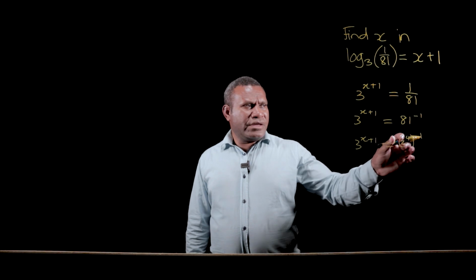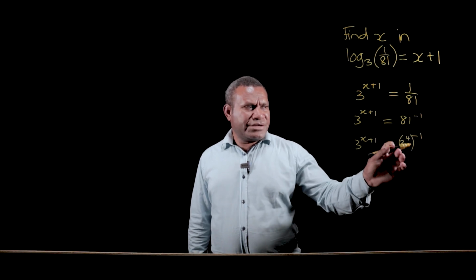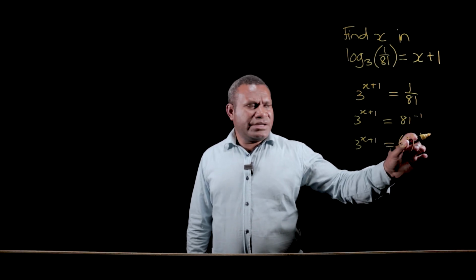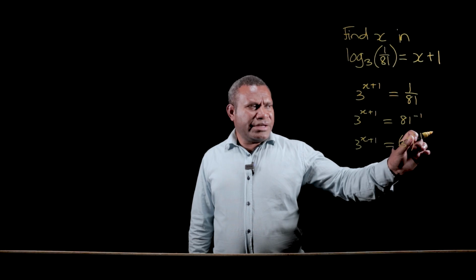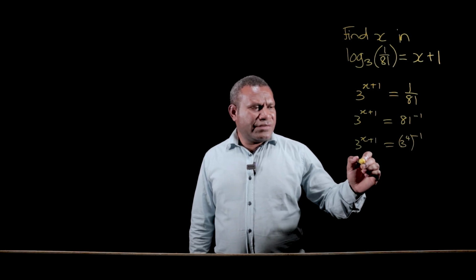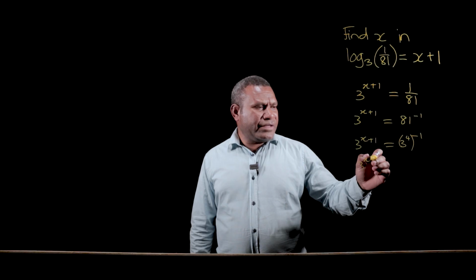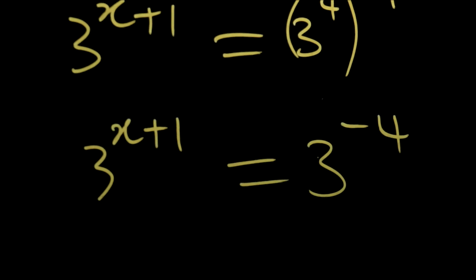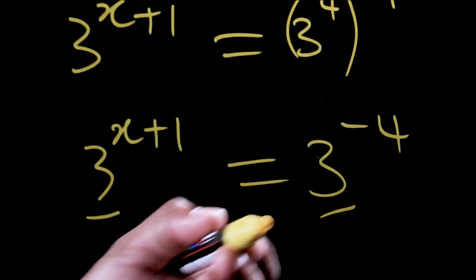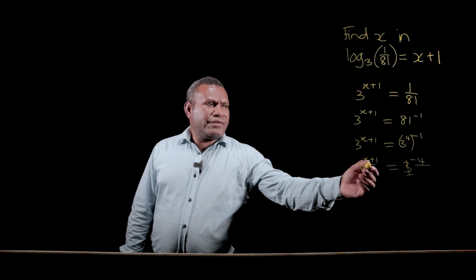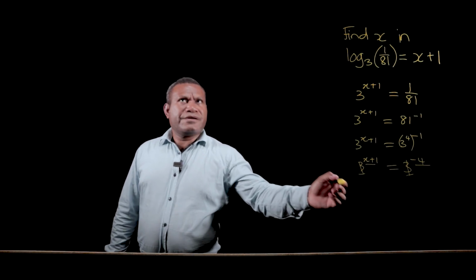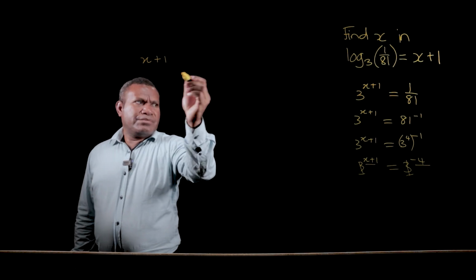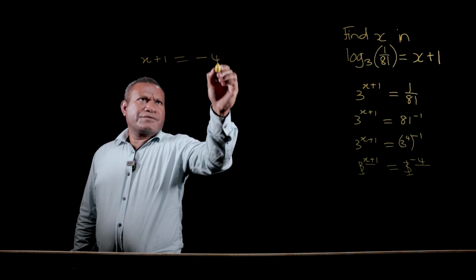So applying the power rule of indices, you can multiply the exponents, and it becomes 3 raised to the power of x plus 1 is equal to 3 raised to the power of 4. Once the bases are equal, we can cancel the bases, and then the exponents will be equal. So x plus 1 will be equal to 4.